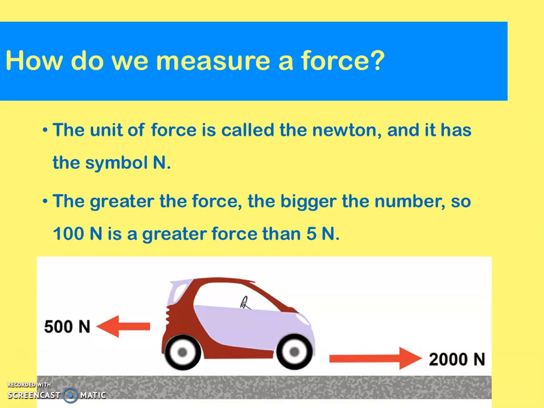That tells us how much of a force as the car is driving is being moved against it. So the car is driving along the road, and imagine there's air pushing against it. That air has a force of 500 newtons. To make the car move forward, it needs to have a greater force than that. So you can see the car is moving at a force of 2000 newtons. The greater the force, the bigger the number.